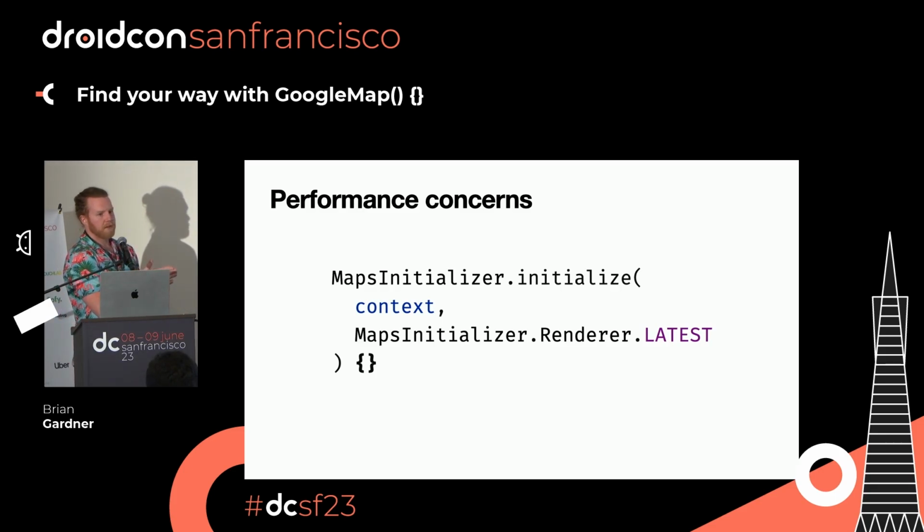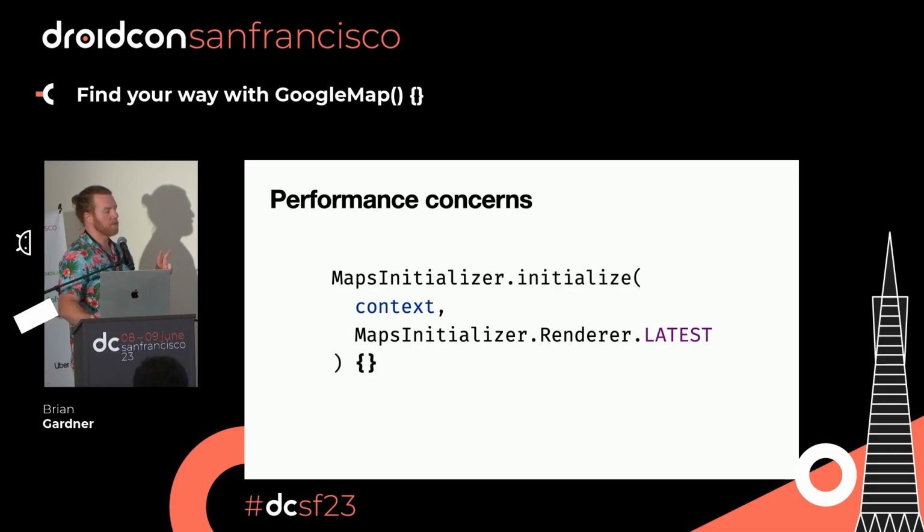Now, one important thing to know about this initialize function is that you have to call it before you do any kind of setup with the Google Map. If you initialize your map and then try to initialize the renderer, it's not going to work, because as soon as the renderer is started, calling initialize is effectively a no-op. It's going to be like, hey, you're already using the legacy renderer, we're not going to do anything now. So typically, you're going to put this code in something that runs on app startup. It can be called on the main thread or on a background thread. It doesn't really matter.